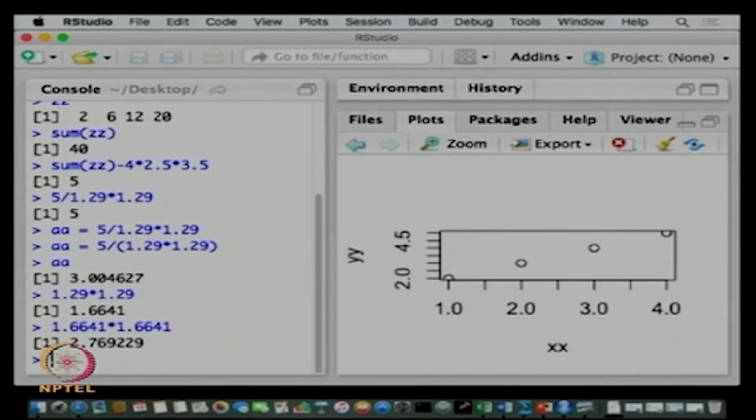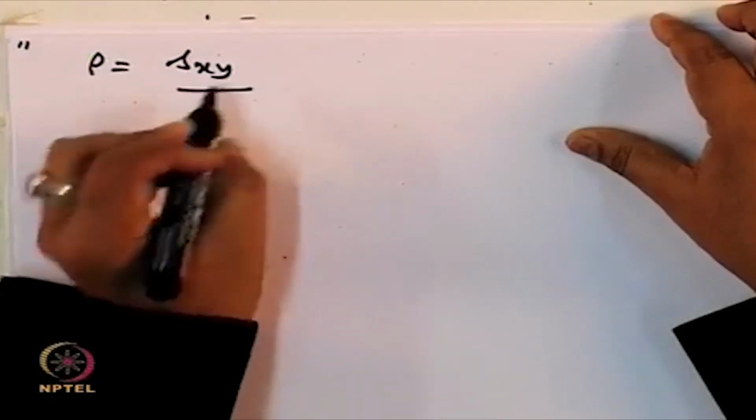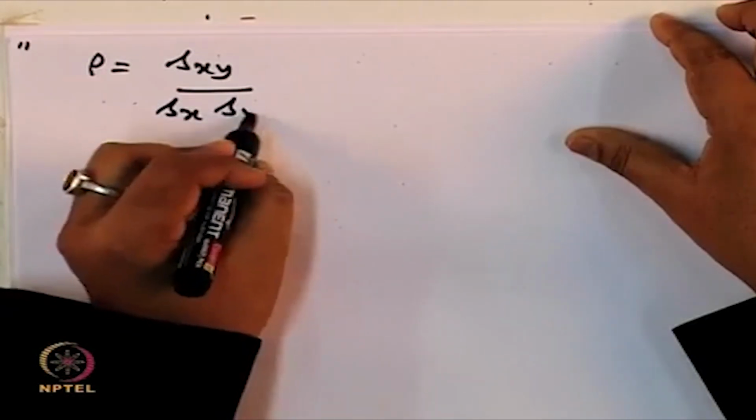Okay. So, you can accordingly use the formula and find out the correlation coefficient rho. Now, let us say one thing. My correlation coefficient rho is defined by Sxy divided by Sx into Sy.